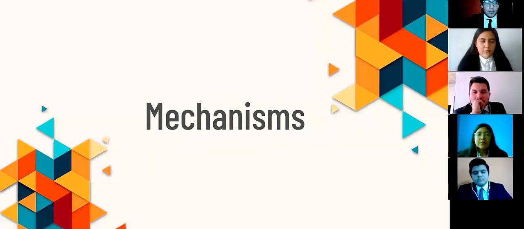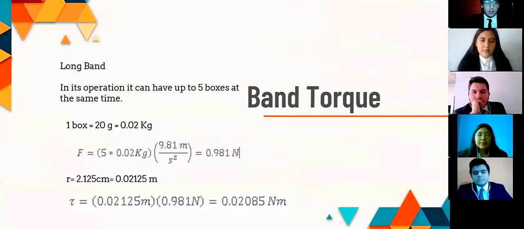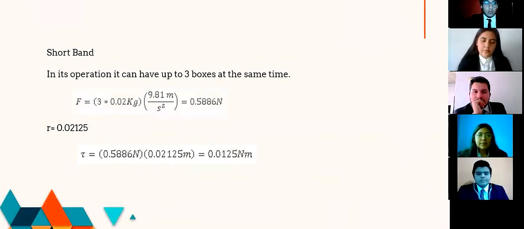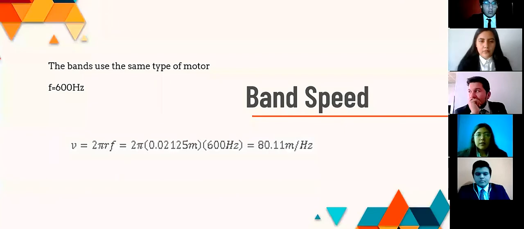Mechanics. According to the mechanics equations, we calculated the torque that the motor was making, so we know that the motor was not being forced. And the next, this is the torque of the second band, as well as the speed at which the band could go.